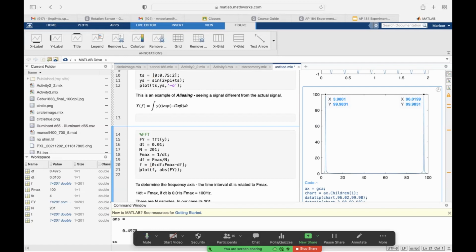Hindi ibig sabihin na yung sine wave natin ay may frequency na 96 Hertz na nakasama. No, doesn't mean that. Remember, a Fourier transform, mirror image lang ito. Mirror image lang ito, folks. So, hindi yan yon. So, ibig sabihin, kung mirror image siya, hindi to useful. This part here is useless. It's just a mirror image.